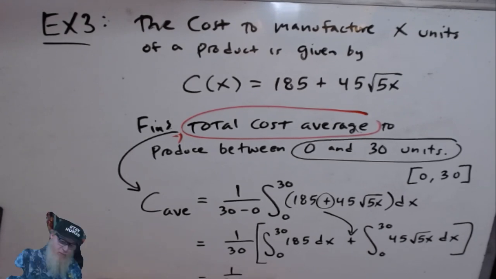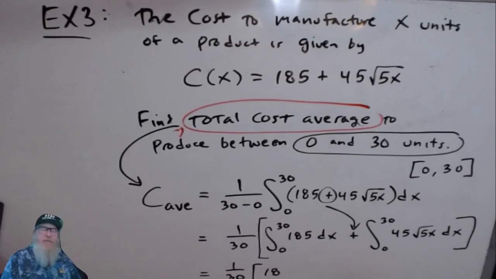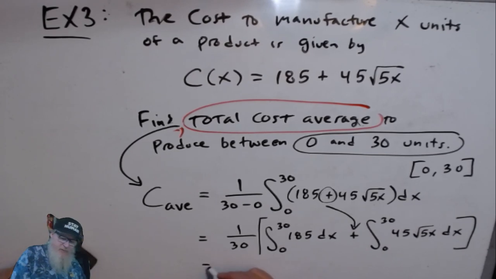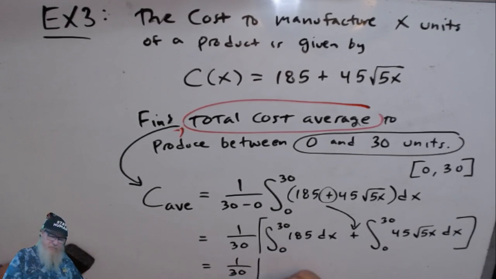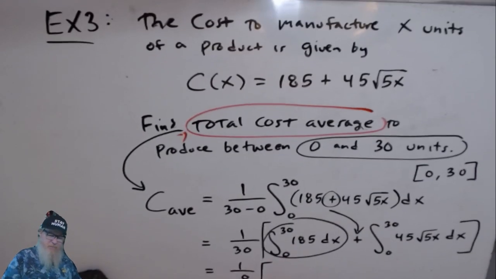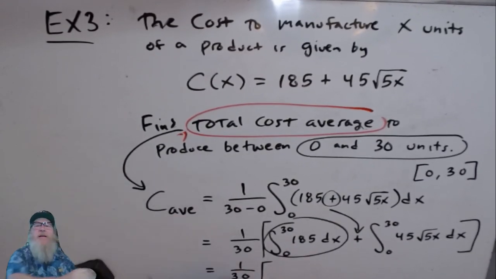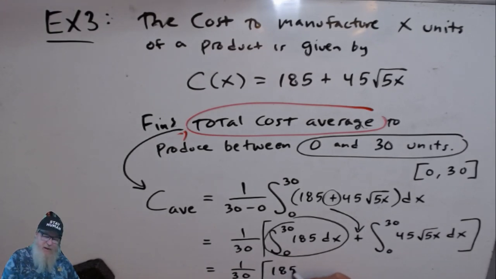So this is 1 over 30 times the integral. What's the antiderivative of 185? I'm going to dispense with this one first, and then I'm going to rewrite it at the top if the video is cutting this off here. So the integral here is very easy. It's just 185x.